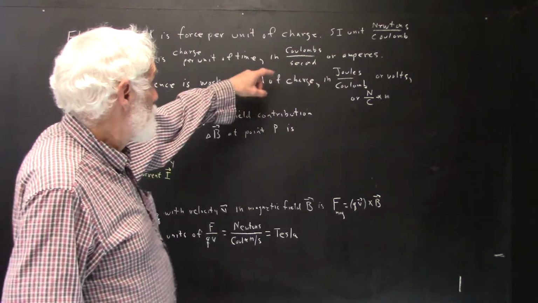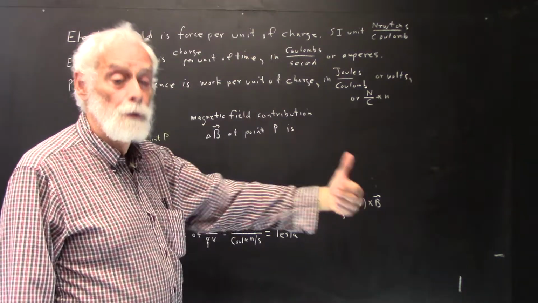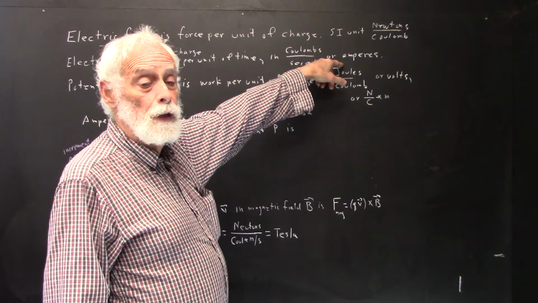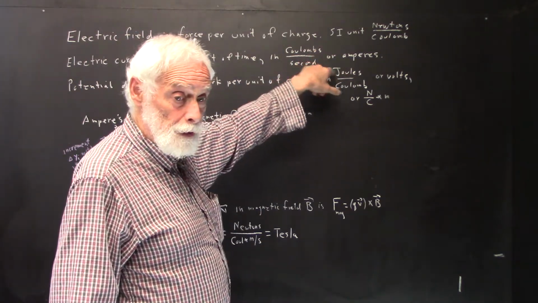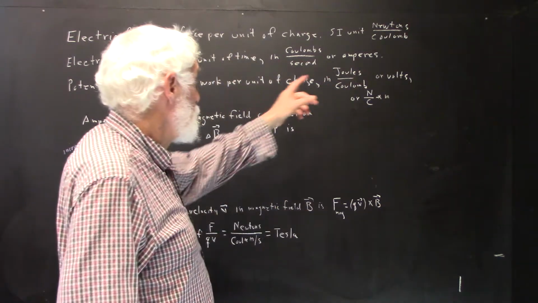And it's measured then in coulombs per second, amount of charge per unit of time. And that unit is called the ampere. The coulomb per second is an ampere. So coulombs per second, amperes or amps for short, the unit of current.